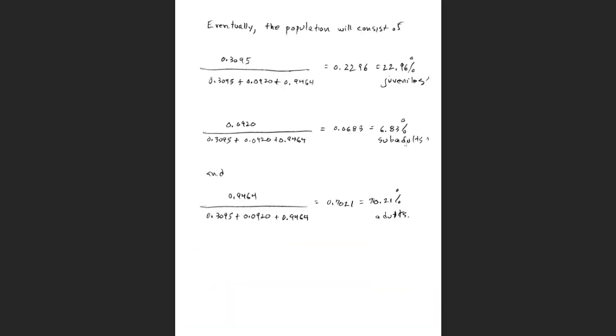So what if we did this? Let's look at the percentage of juveniles there will eventually be. You see, the first entry in the eigenvector is 0.3095. If I divide it by the sum of all the entries in the eigenvector, that's going to get me a percentage, 22.96%. That's the number of juveniles.